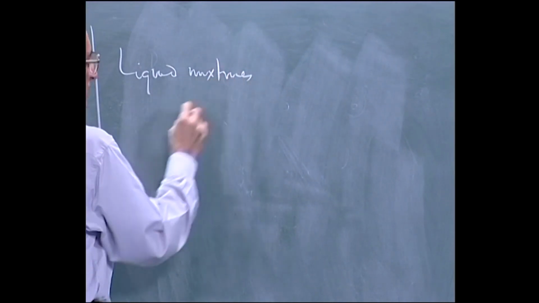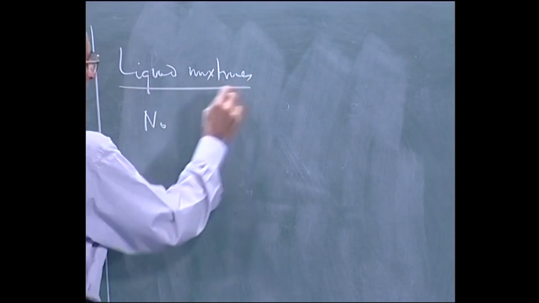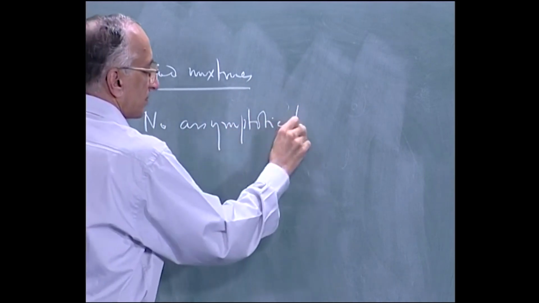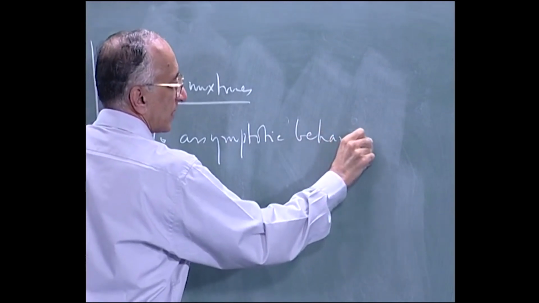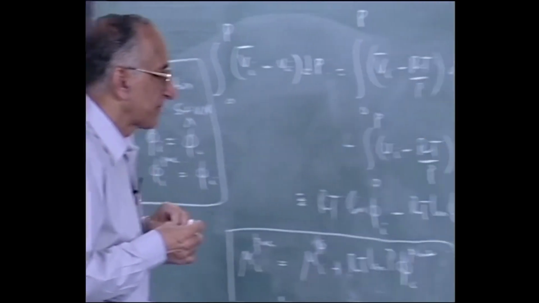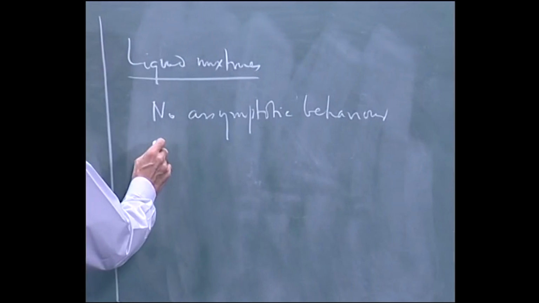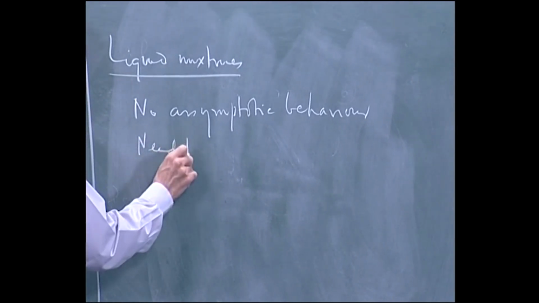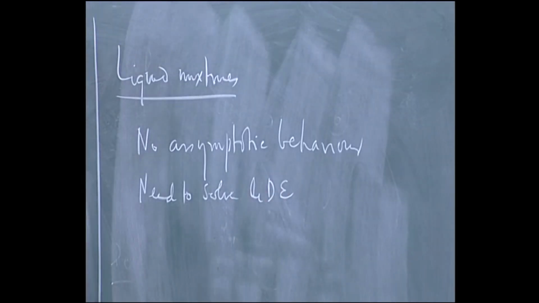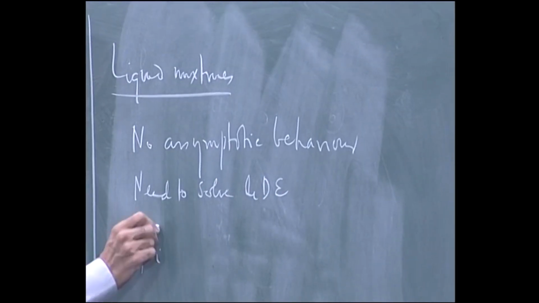For liquid mixtures, first no asymptotic behavior. If you are able to find an asymptotic behavior, you are in for a Nobel Prize again. But some of these things are not worth searching. When the liquid range has been covered, people have looked everywhere. So you need to solve the Gibbs-Duhem equation. What we do is, the simplest solution is mu I ideal again.